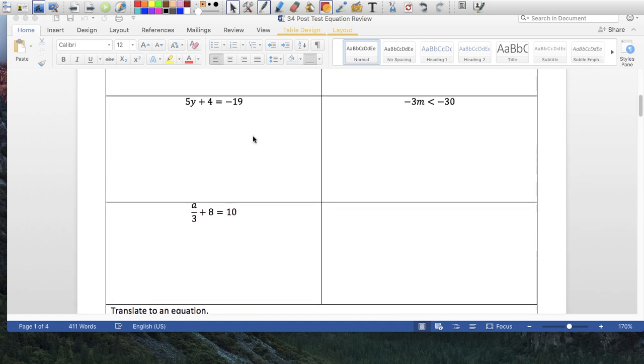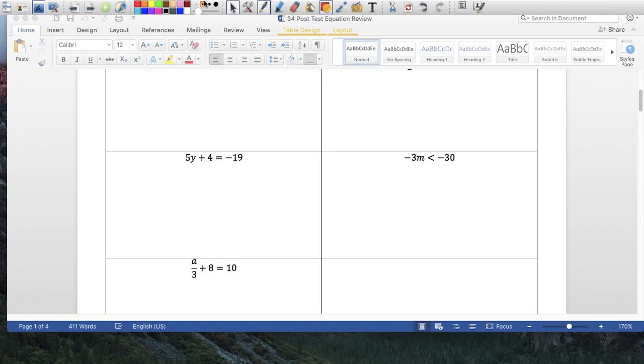So this one says, so let's solve this. So again, this one, if you want to make a story, you can. Just remember it's an inequality. So we have a variable m, which is being multiplied by negative 3, and that it's going to be less than negative 30. Going backwards, we're going to divide both sides by negative 3.